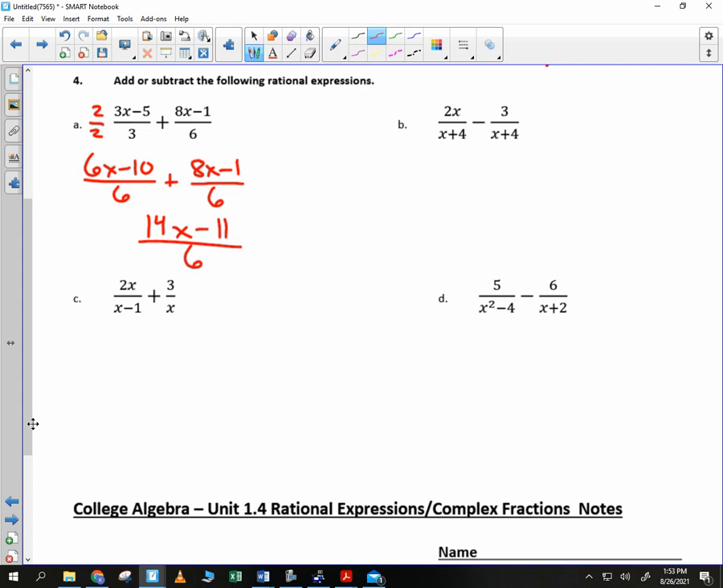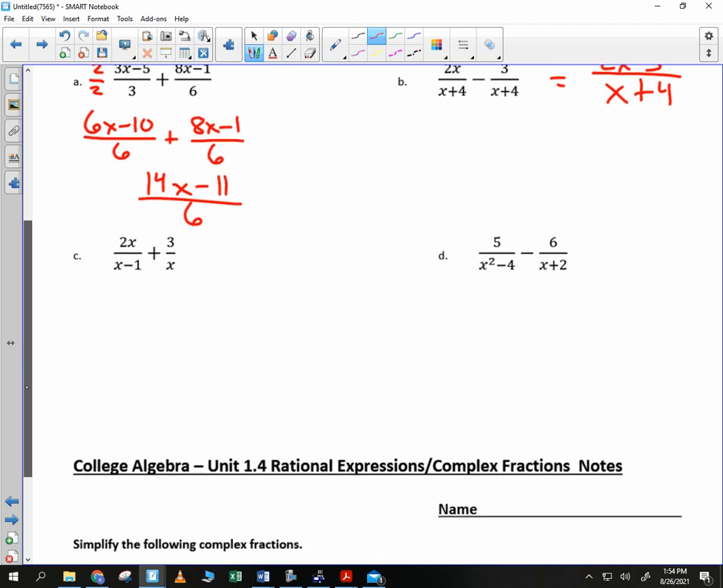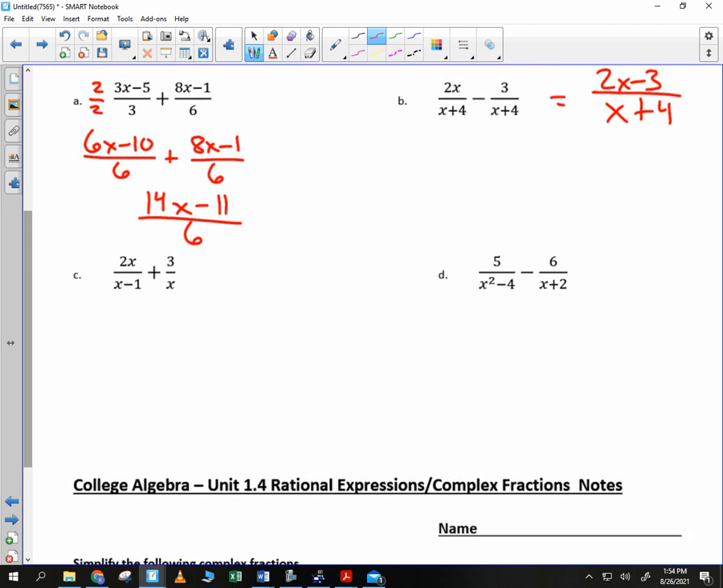In the next situation, are the denominators the same? They are. So you know your new denominator will be x plus 4, and your top will be 2x minus 3. You can't combine those, so you just write it as 2x minus 3. So here's where we start to get a little bit more complicated. What about letter C?